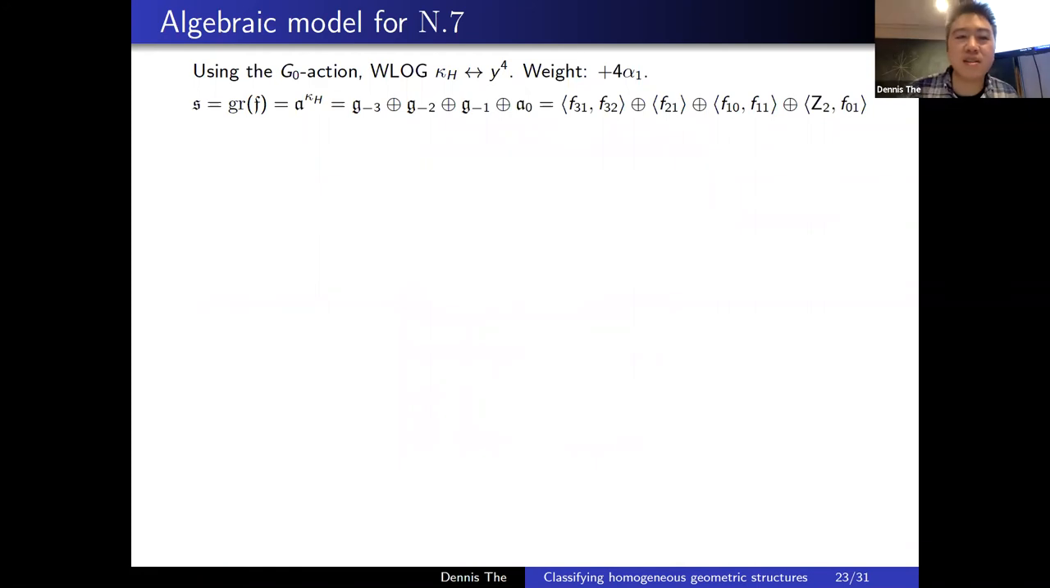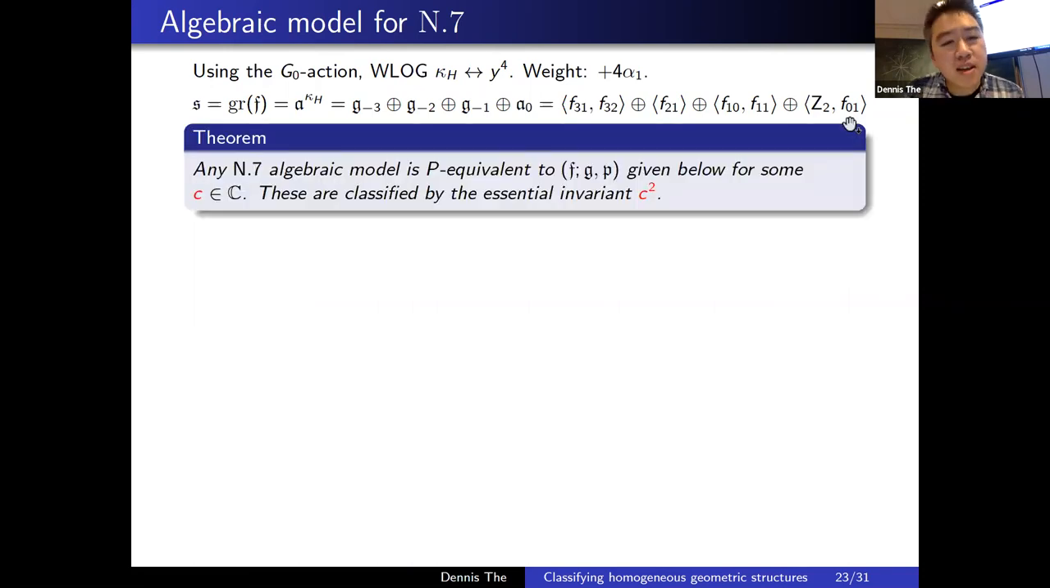Okay, so let me give you the statement. First of all, we start as before. Use the G0 action, normalize the harmonic curvature to be just this lowest weight vector, y to the power 4. And this weight, remember, was plus 4 alpha 1. I'm in the N7 case, so I don't have just an inclusion, but actually equality here, because this thing is already 7-dimensional. This negative part is these root vectors that I had before. And then you have the zero part, so this Z2 and this lowering operator F01.